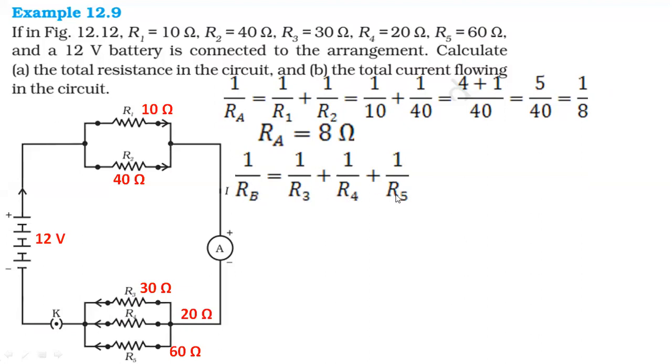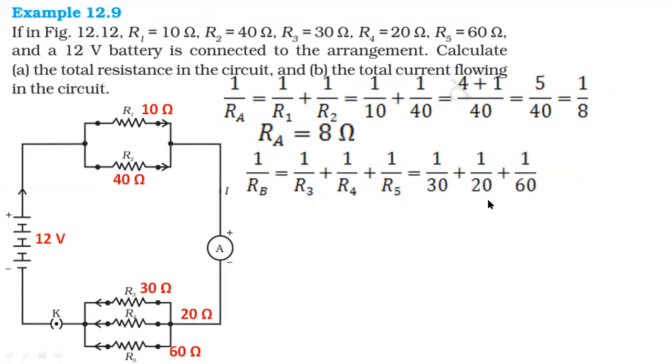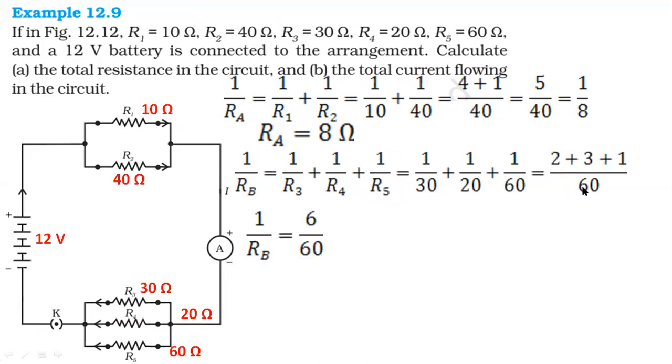So R3, R4, R5 values are already known, 30, 20, and 60. So let us put it there, 30, 20, and 60. Second thing we already know, we have to take LCM of this. So what value will we take for LCM? 60 we will take. Okay, so 60 value we have taken, and then you can just add it. 2 plus 3 plus 1. That addition would be what? 3 plus 2, 5, 5 plus 1, 6. 6 by 60. And 6 ones are 6, 6 tens are 60. So that would be 1 by 10. So value of RB would be what?